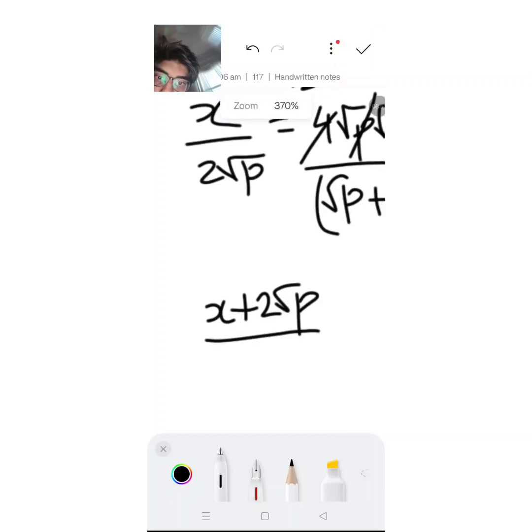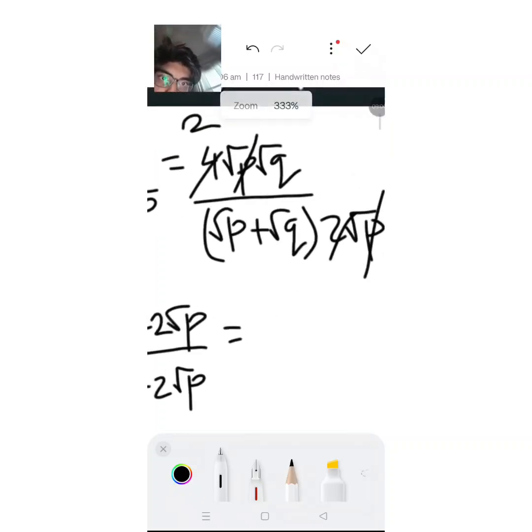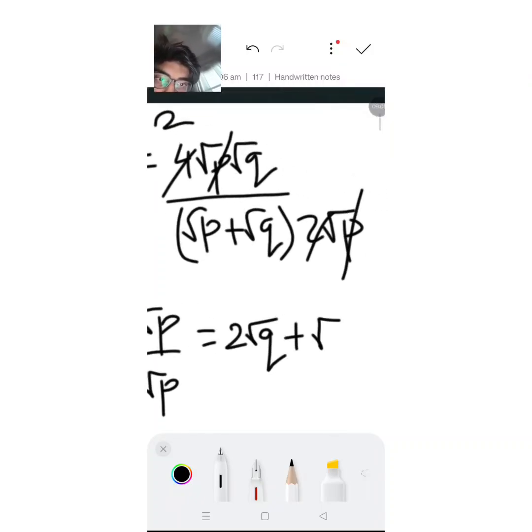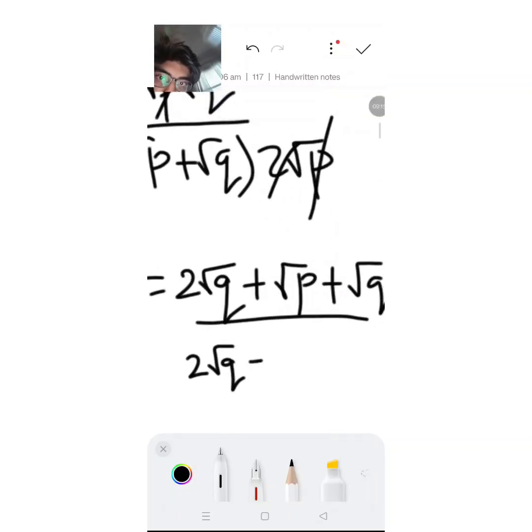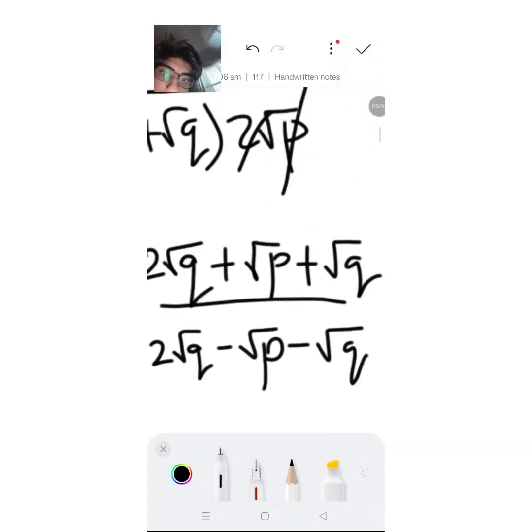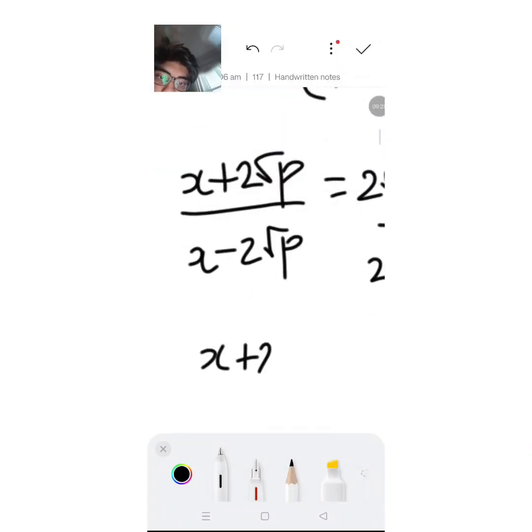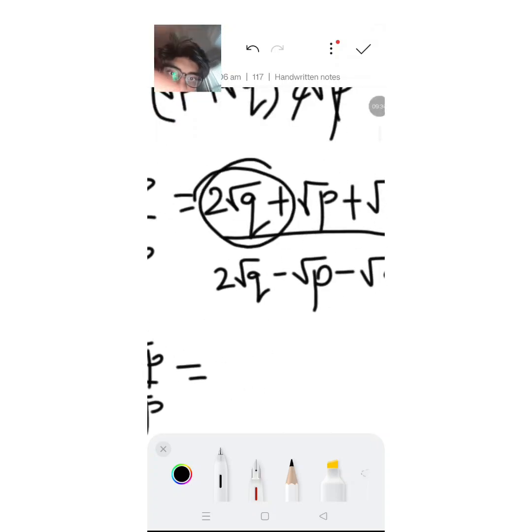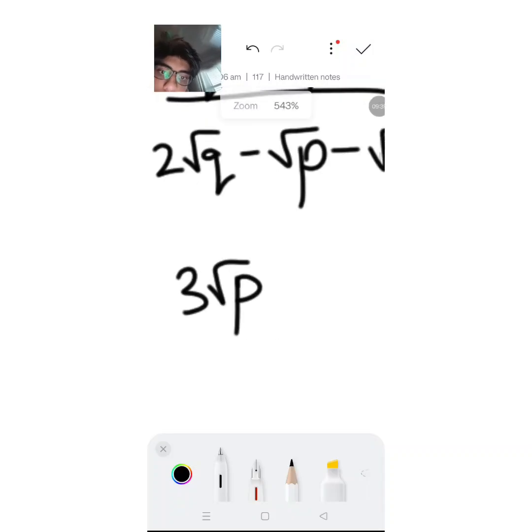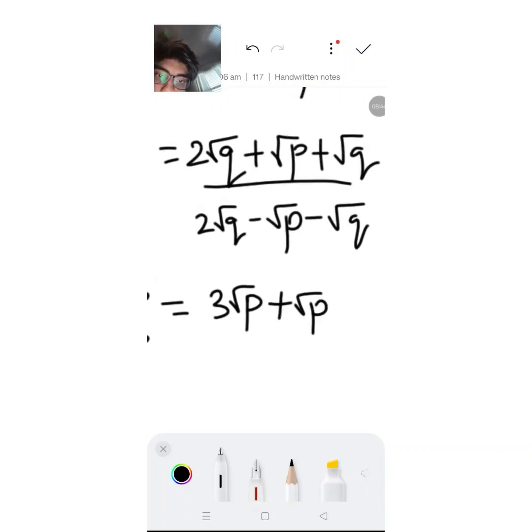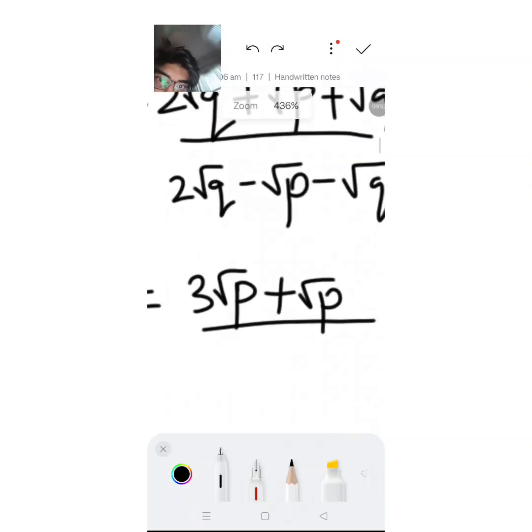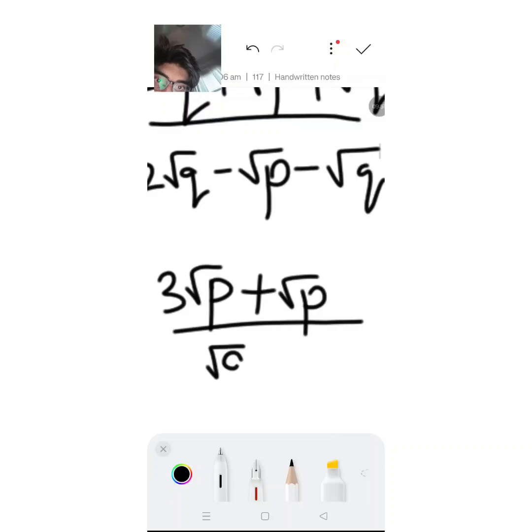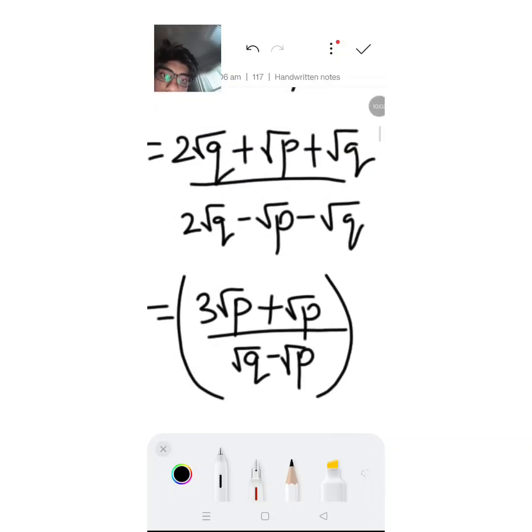Now you apply componendo-dividendo. (x plus 2 root p) over (x minus 2 root p) would equate to (2 root q plus root p plus root q) over (2 root q minus root p minus root q). Now you can obviously simplify this further. So (x plus 2 root p) over (x minus 2 root p) would basically be 2 root q plus root q, 3 root q, plus what is left here, root p, upon, again this cancels off here, 1 root q gets cancelled off. So it's just going to be root q minus root p. That's it. This entire thing has just become this.